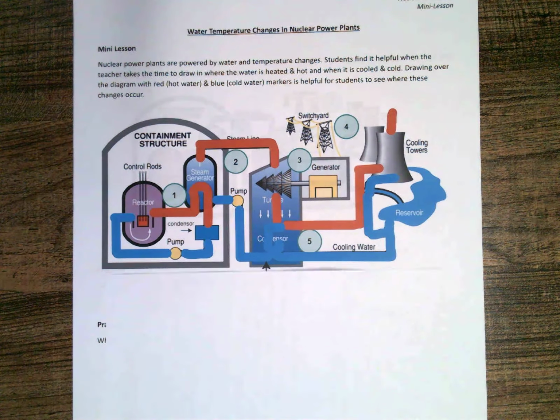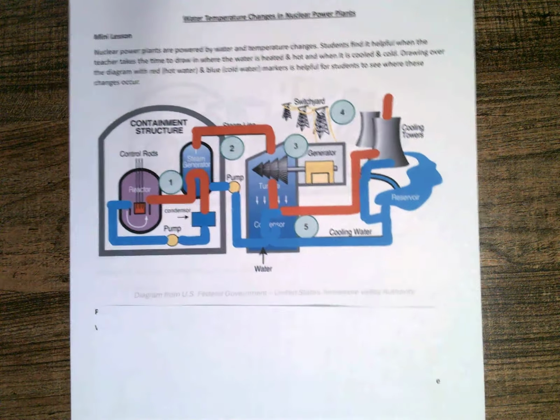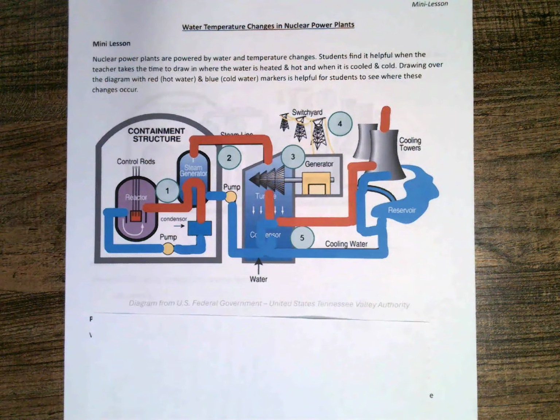So this is a diagram. It's the same one that you will see in our chemistry notes teacher toolkit. And again, you can purchase that on my website. I got it from the U.S. federal government, the United States Tennessee Valley Authority. So it's the most accurate one, and it's pretty simplified for our students to understand.